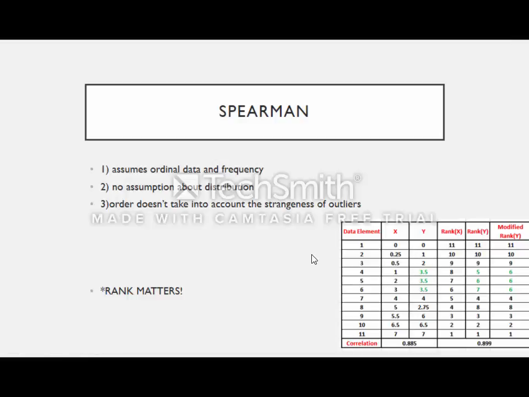So this order doesn't take into account the strangeness of outliers. So if you have a really fast person who runs a 5-minute mile and a really slow person who runs a 30-minute mile, this would still take into account the order and not really the strangeness of somebody passing in a 30-minute mile. So the last thing to remember is that rank is the most important thing for Spearman.